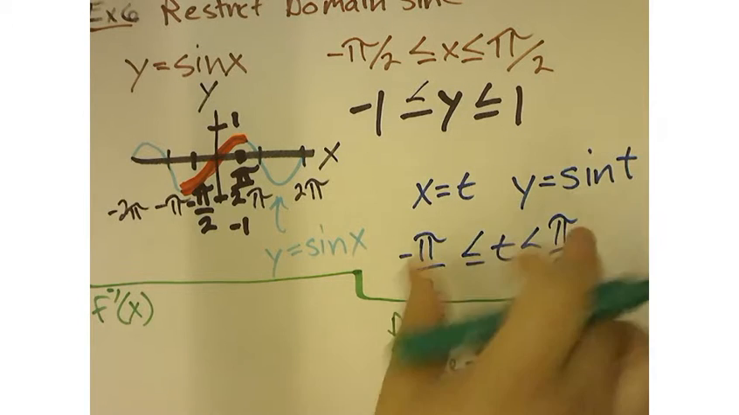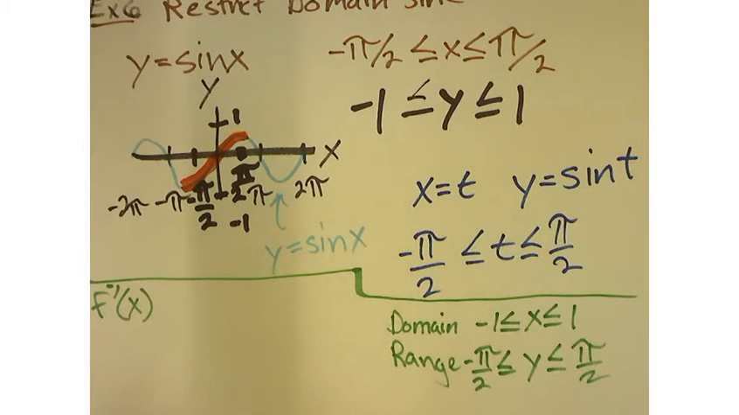So here we have the original function, and here we have the parametric functions. We're going to use those to find the inverse function. But remember, what we're doing is we're flip-flopping the x and y.